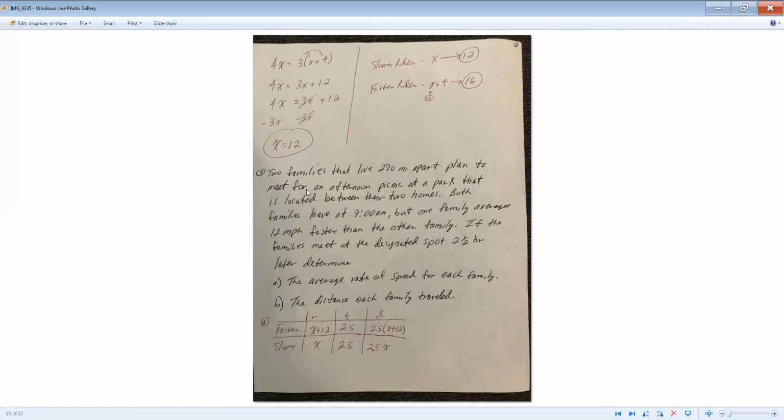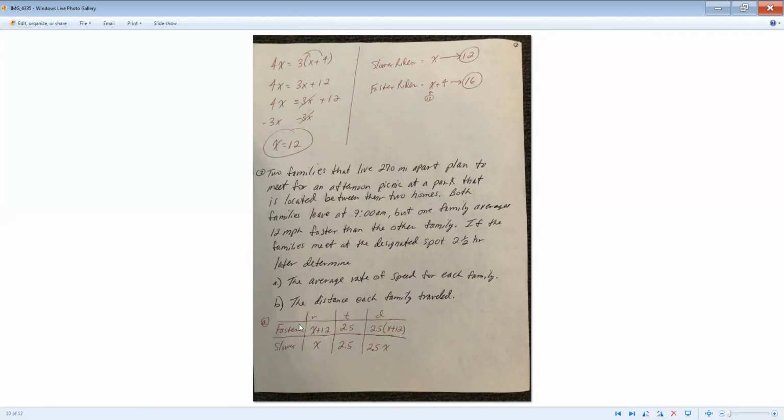All right, next one. Two families that live 270 miles apart plan to meet for an afternoon picnic at a park that is located between their two homes. Both families leave at 9 a.m., but one family averages 12 miles per hour faster than the other family. If the families meet at the designated spot 2.5 hours later, determine first the average rate of speed for each family, then the distance each family traveled.